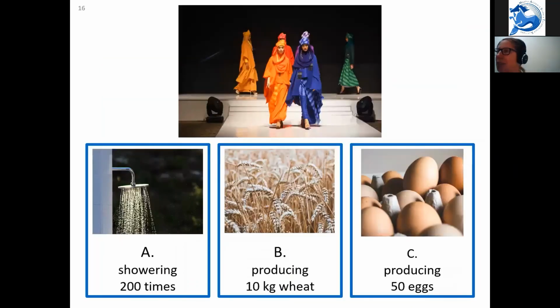So for the final question in the lifestyle section, we're going to high fashion. Well, not quite. To produce one pair of jeans, how uses as much water as which one of these three choices? Is it showering 200 times, producing 10 kilograms of wheat, or producing 50 eggs? For those of you who want that in weight, it's about 3 kilograms of eggs. So showering 200 times, producing 10 kilograms of wheat, or producing 50 eggs. And again, Hannah, if you just give people a few more seconds to choose and close the poll, that'd be great.